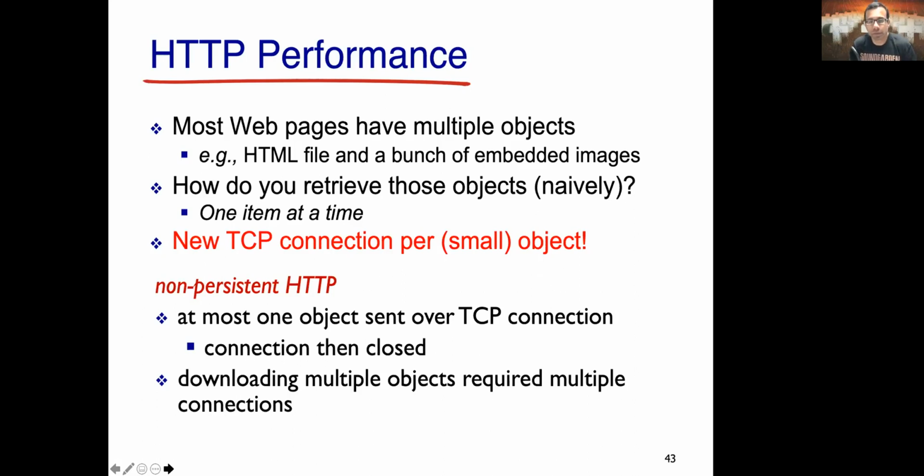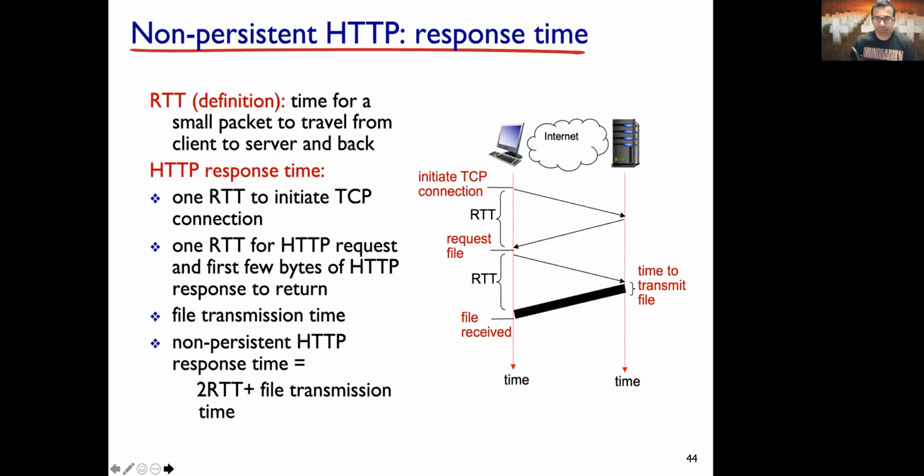And the first version of HTTP actually did this. So this is what's referred to as a non-persistent HTTP. So here, each object was fetched over a fresh TCP connection. Then the TCP connection was closed. And if you had to download multiple objects, you would have to set up multiple TCP connections, right?